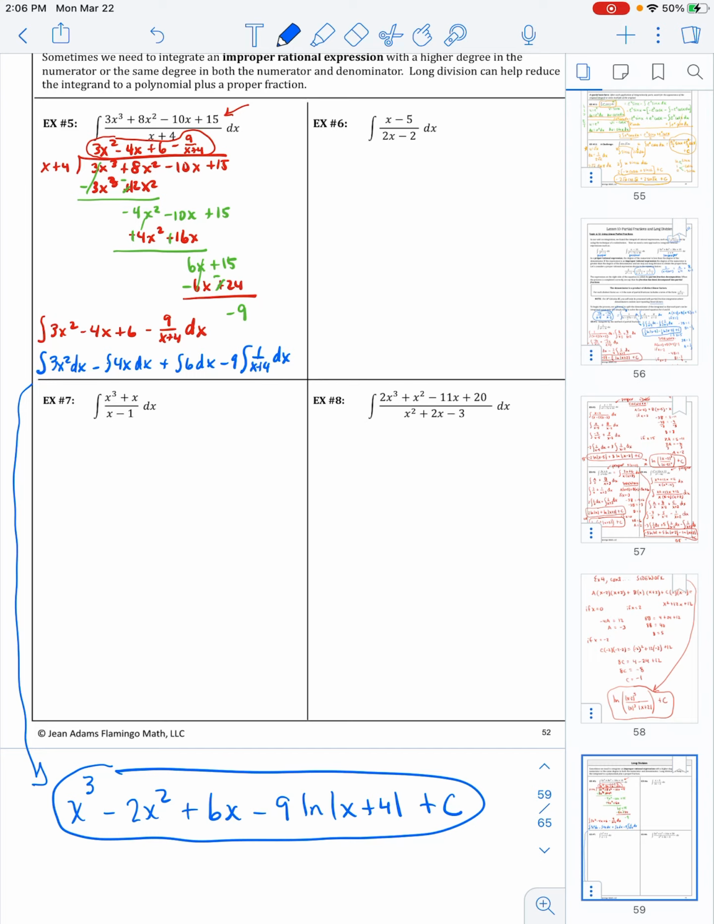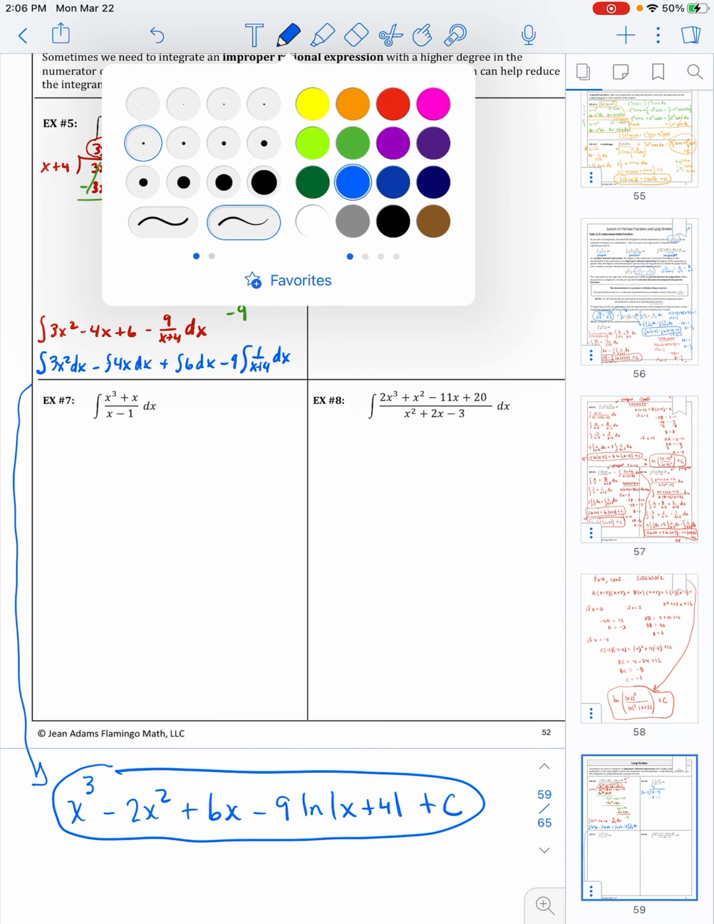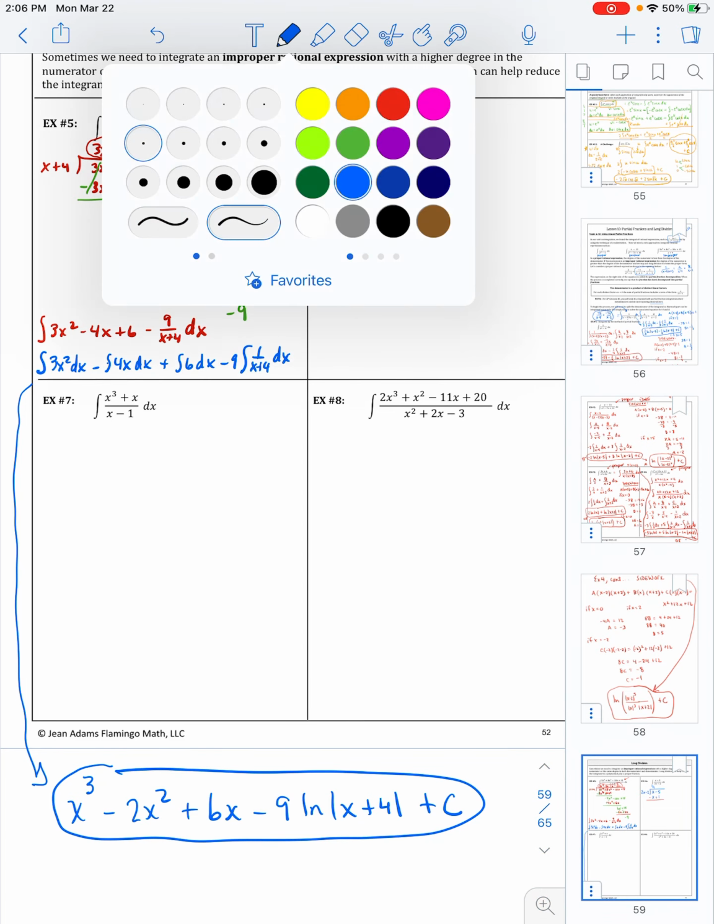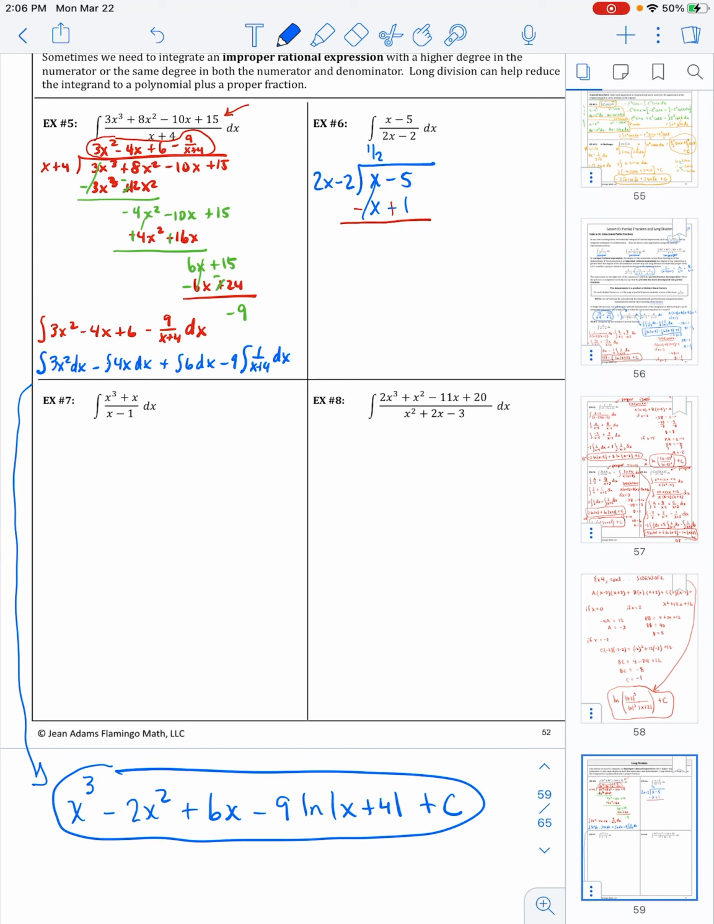This one, the degree of the numerator is equal to the degree of the denominator. So when we have a situation like that, we're also going to do long division. So what can I multiply 2x by that will give me x? That would be 1/2. So 1/2 times 2x is x. 1/2 times -2 is -1. But then you subtract, so minus, and that becomes a plus. And that goes away. This is -4. So this would be -4 divided by 2x minus 2. So that's equivalent.